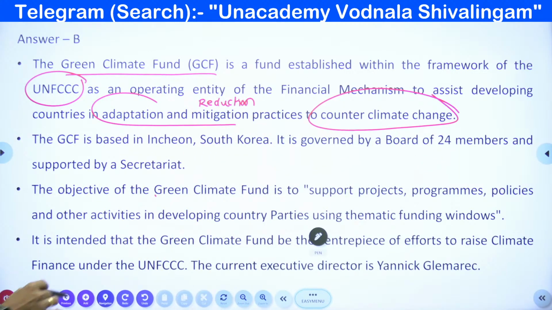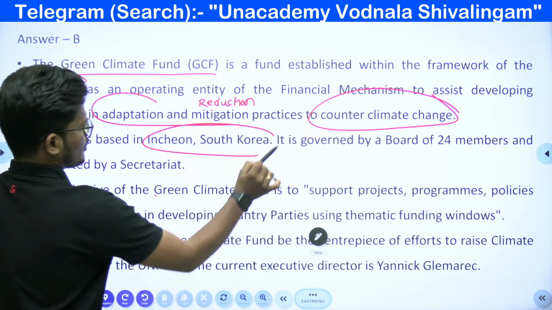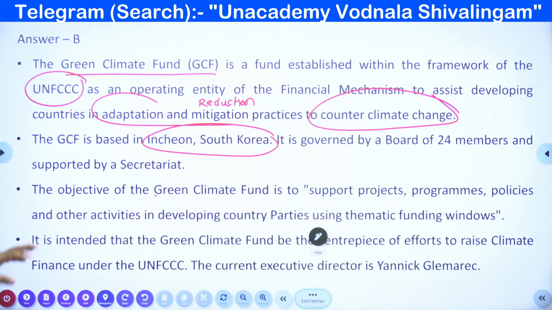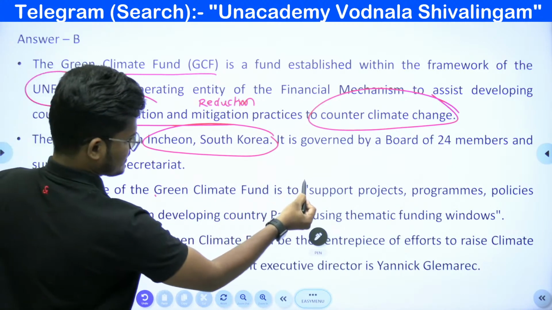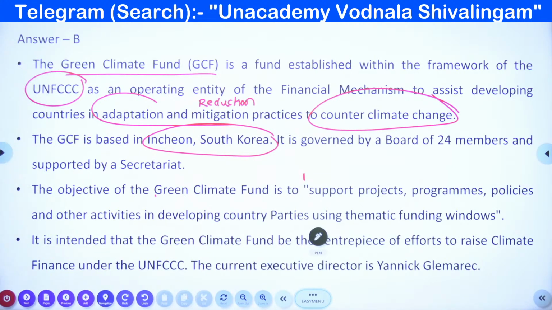It is based in Incheon, South Korea. It is governed by a board of 24 members supported by the Secretariat. The fund's main aim is supporting projects, programs, policies and other activities in developing country parties using thematic funding windows.